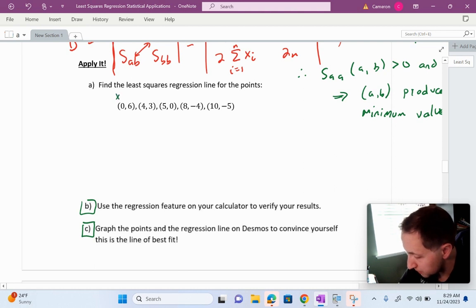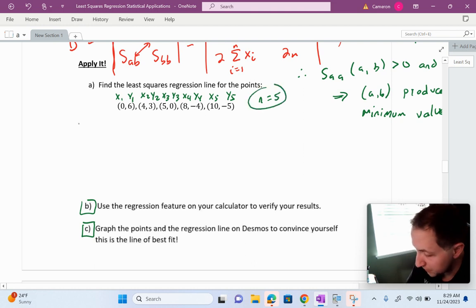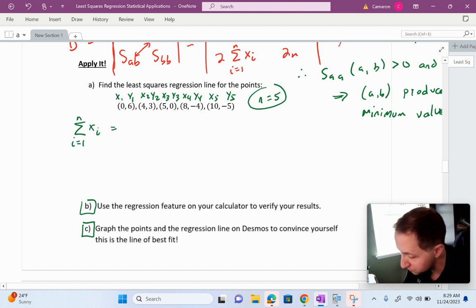So here's my data. Here's x1, y1, x2, y2, x3, y3, x4, y4, and x5, y5. So in our case, n is equal to 5. We're using a sample size of 5. So things I'm going to need to compute this slope and y-intercept, I'm going to need the sum of xi's. So if you add up all the x coordinates, 0 plus 4 plus 5 plus 8 plus 10, you get 27. I'm going to do these fairly quickly because you can pause me and confirm these yourself. The sum of xi squared, 0 squared plus 4 squared plus 5 squared plus 8 squared plus 10 squared, would be 205.